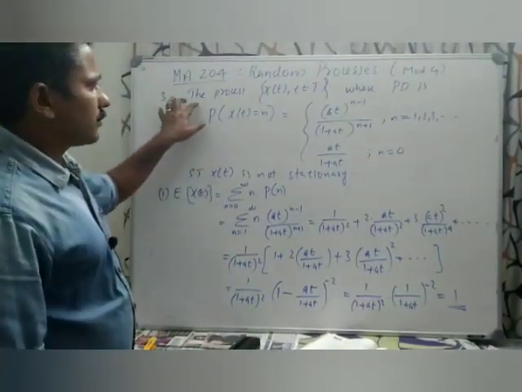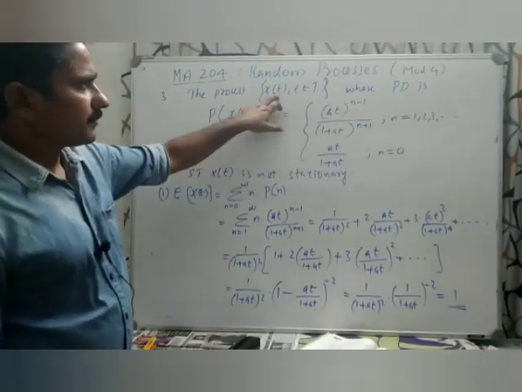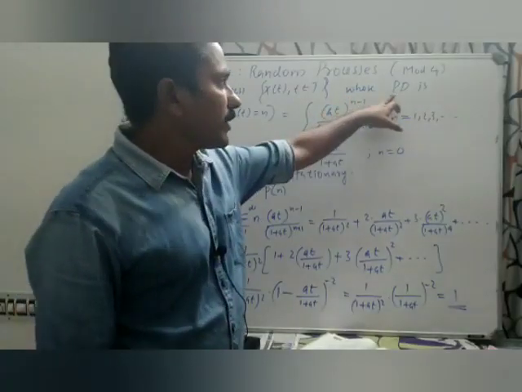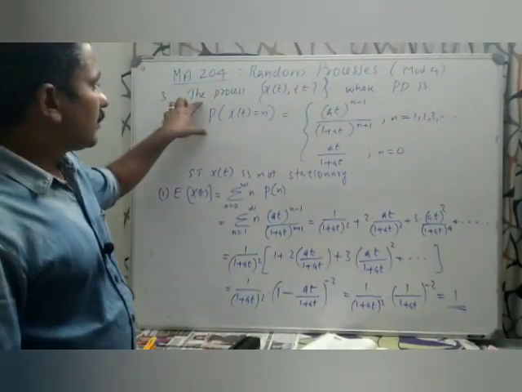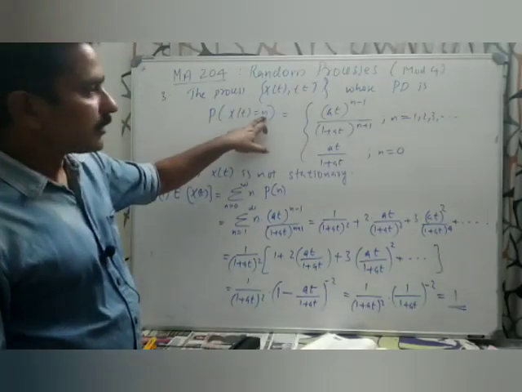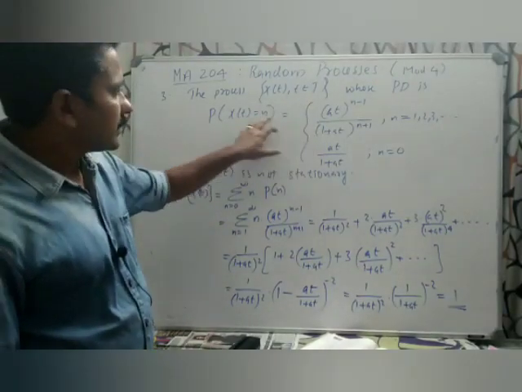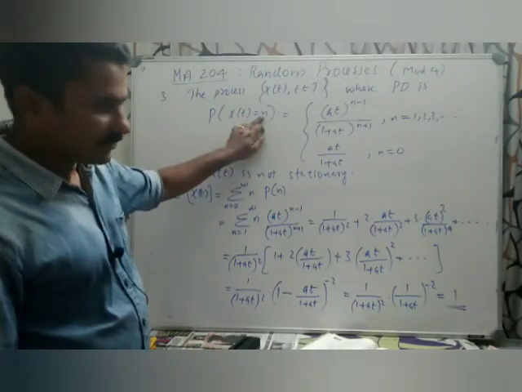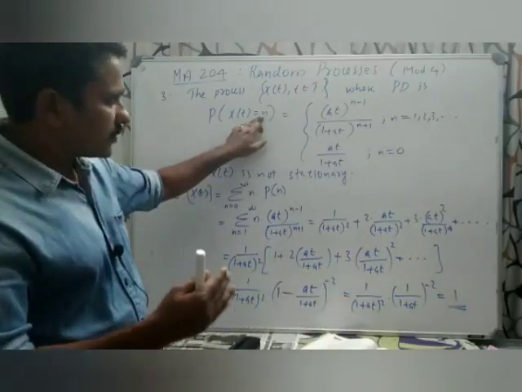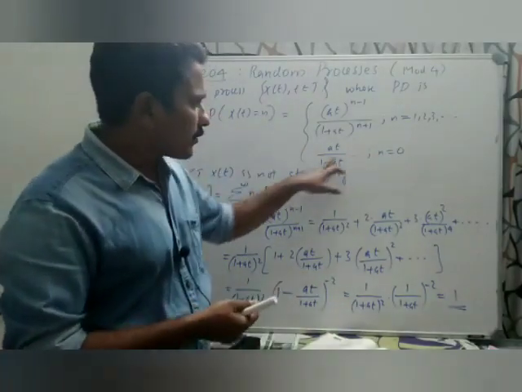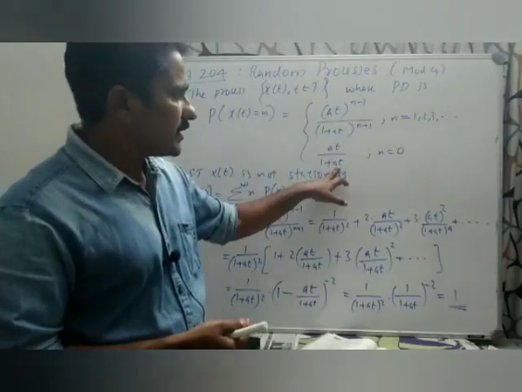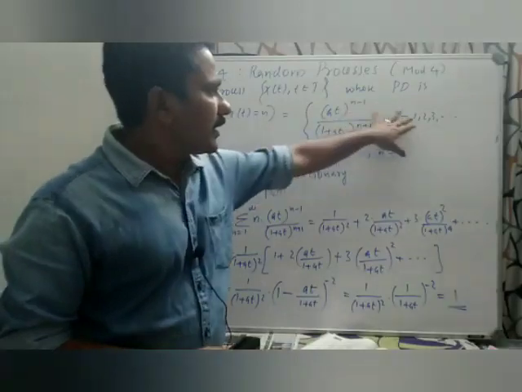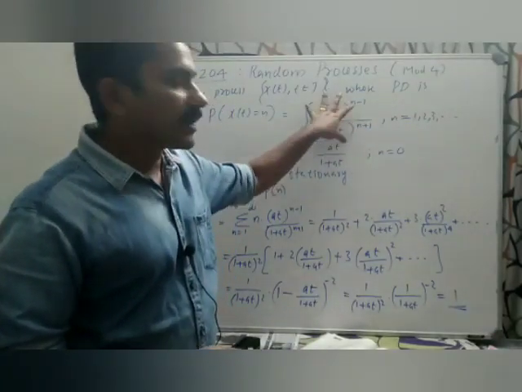Okay, this is the third problem. The process x of t belongs to the index at t, whose probability distribution is given as probability that x of t takes the value n. So these are the probabilities. That means here the random variable x takes the values n. N varies from 0 to infinity. So when n is equal to 0, its corresponding probability is given, at by 1 plus at. When n is equal to 1, substitute n equal to 1 here, you will get the probability. N is equal to 2, substitute n equal to 2 here, you will get the probability.